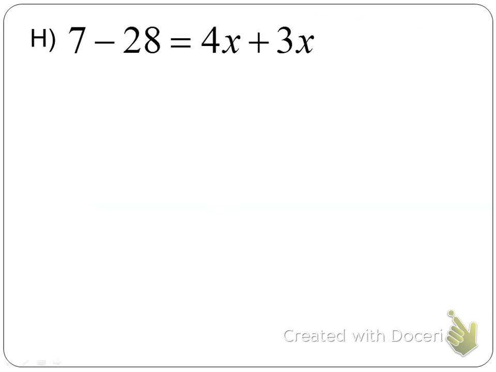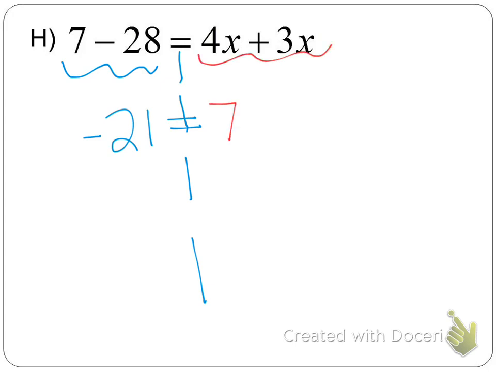All right, here's the next one. Ooh, we got some like terms on both sides of the equal sign. Yes, you can. So what is 7 minus 28? Negative 21. Negative 21 equals, what is 7? Wow. Yeah, I just said the answer.